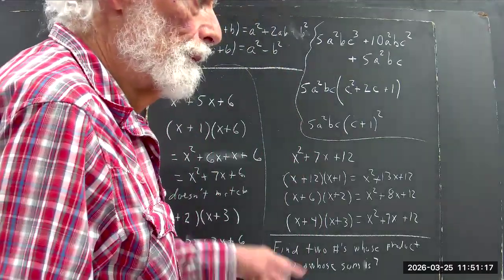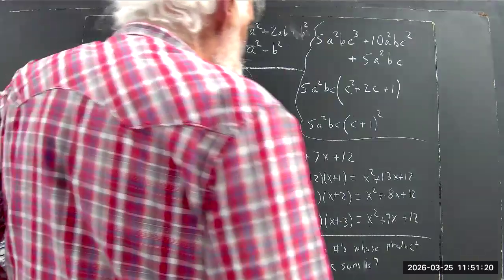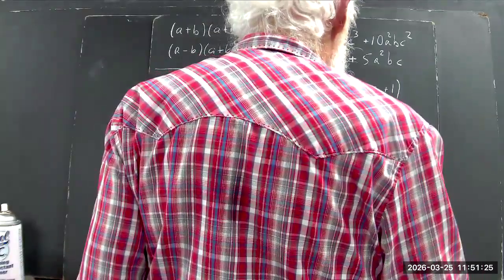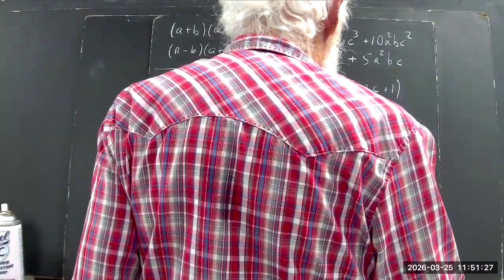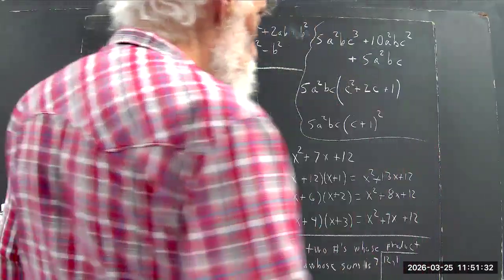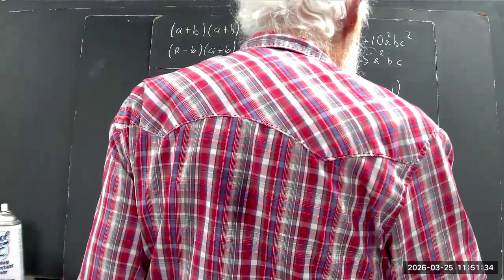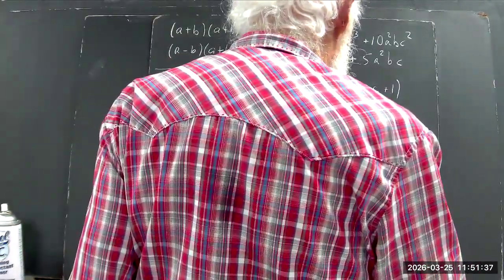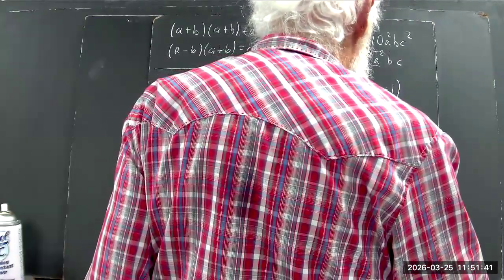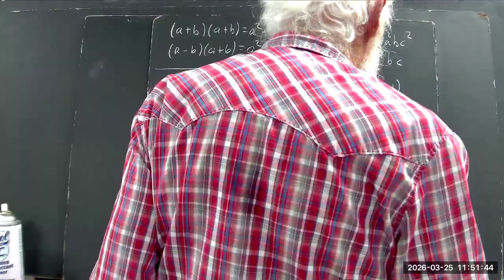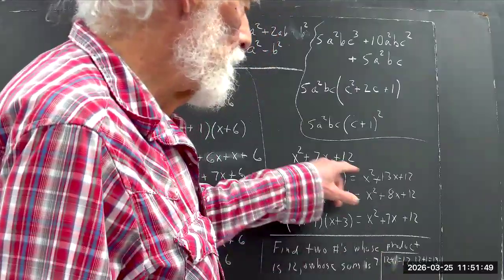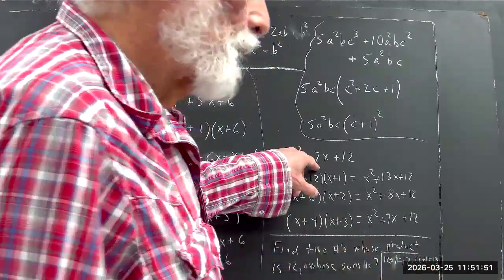Well, for the two numbers, there are 3 possibilities. We could try 12 and 1 multiplies out to 12. I'm going to write it this way. 12 times 1 equals 12. 12 plus 1 equals 13. Okay, the 12 is fine. The 13 doesn't match the 7.